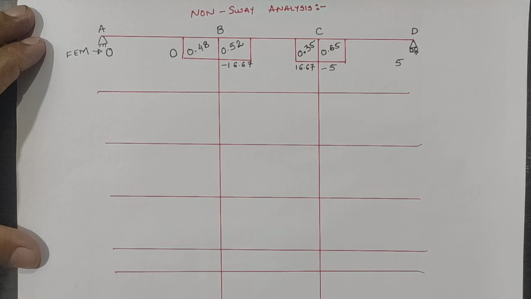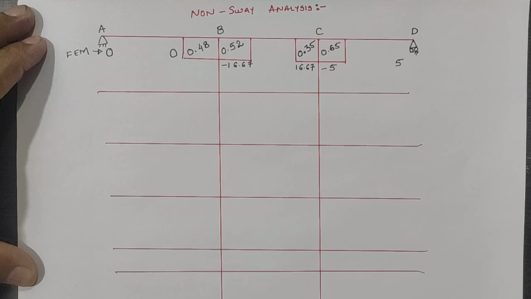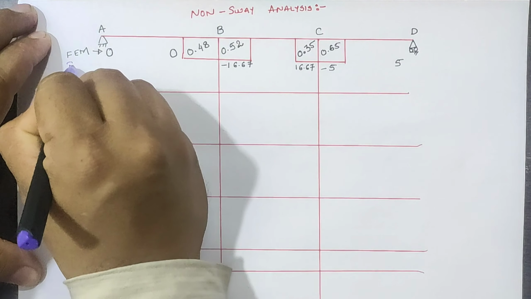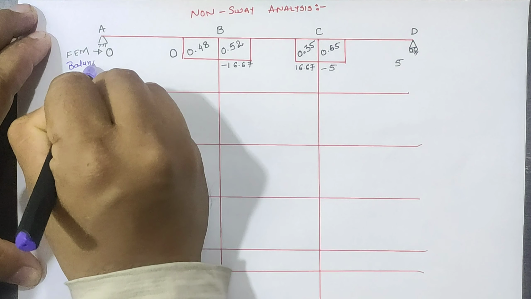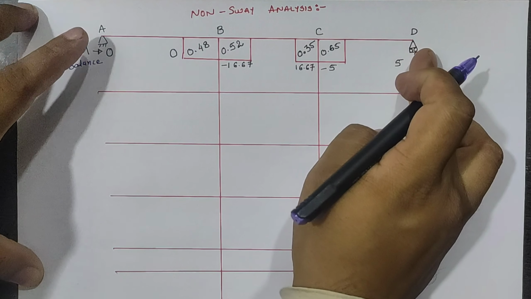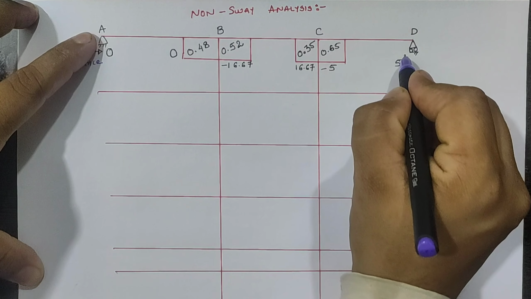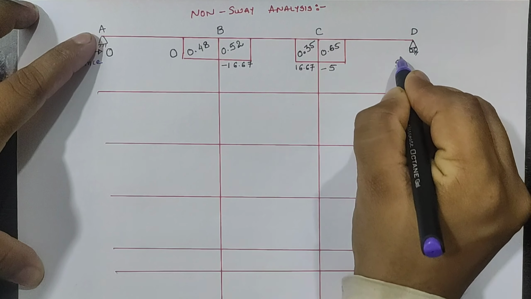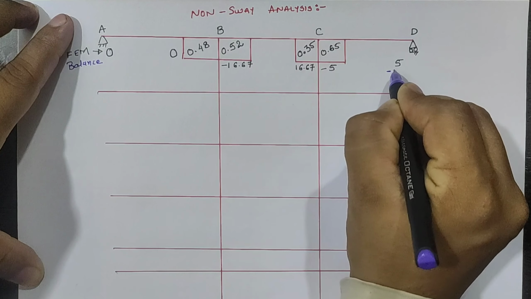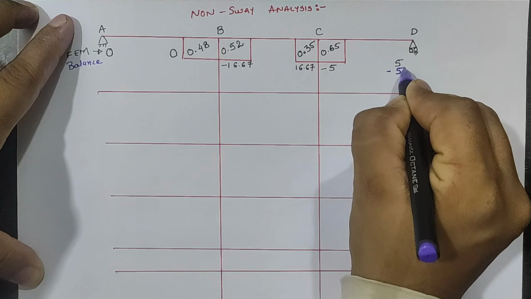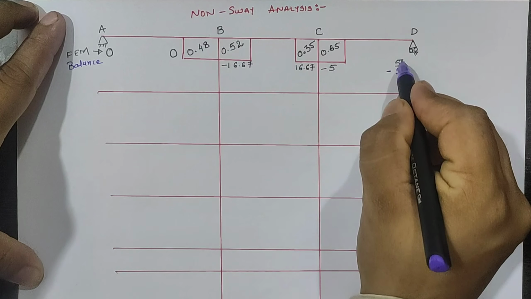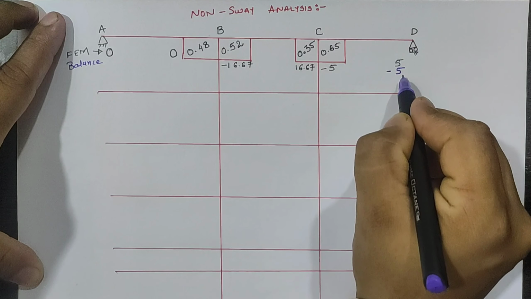If at any instant the end support is given as hinge or roller rather than fixed, we have to balance the moment, as we know that at hinge support and roller support the value is 0. So due to the 5 kilonewton meter as a positive value, we have to balance the value as negative 5, so that the total value at roller support is 0.